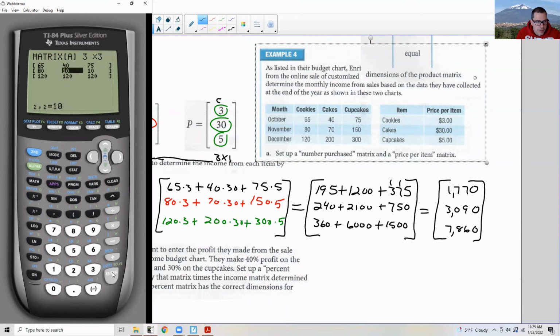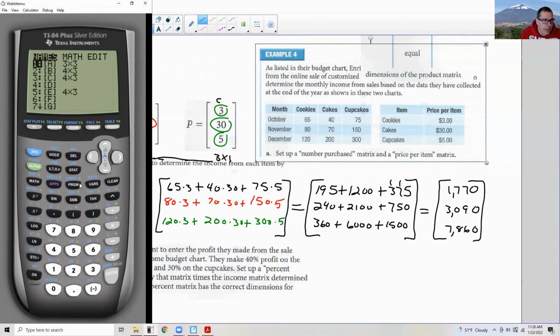80, 70, 150, 120, 200, 300. Okay, so there is our number of cookies, cakes, and cupcakes, and it's matrix A.